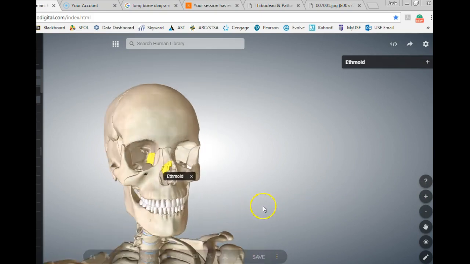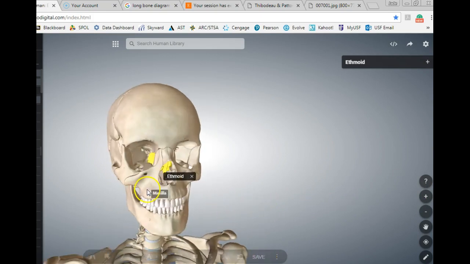The bones of the face, really what we'll focus on are just a couple of them. So we have the zygomatic, a right and a left, which are the cheekbones. Then we have the maxilla, or the upper jaw, and the mandible, which is the lower jaw.